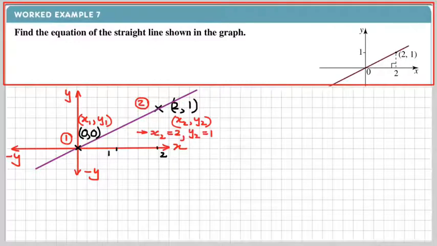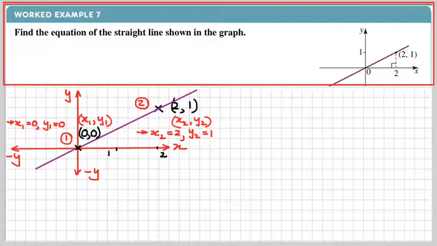So let's assign our values. x2 is 2, right? x before y, remember? And y2 is 1. Don't mix them up. They're like in the alphabet: x is before y. This one here, x is 0 and y is 0 because it's at the origin and both of them are 0. Okay, so now we can work out our gradient.